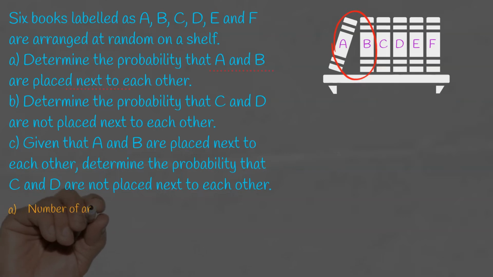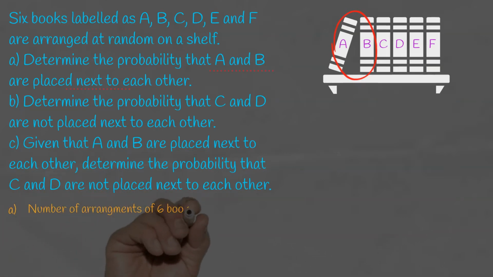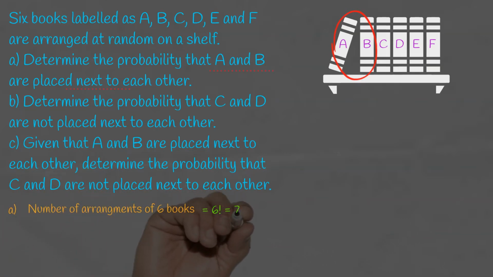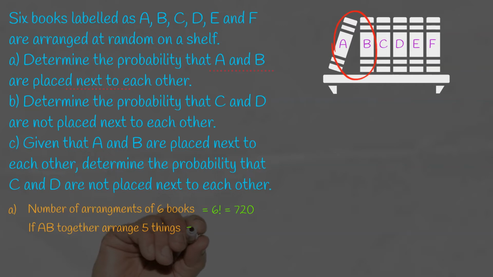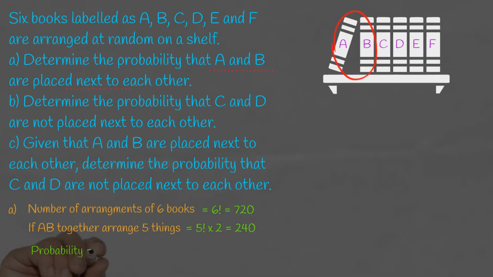And first we work out the number of arrangements of all 6 books, which is 6 factorial, which is 720. And then if A and B are together, we will have 5 factorial times by 2, because we could have A and B or B and A. So this gives us 240. So the probability is 240 over 720, or 5 factorial times by 2 over 6 factorial, which gives us 1 over 3.